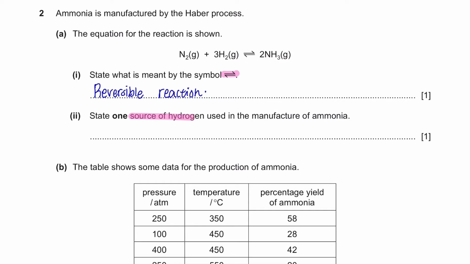State one source of hydrogen used in the manufacture of ammonia. Where do we get hydrogen from? We get it from hydrocarbons reacting with steam. For nitrogen, it's just obtained from the air.